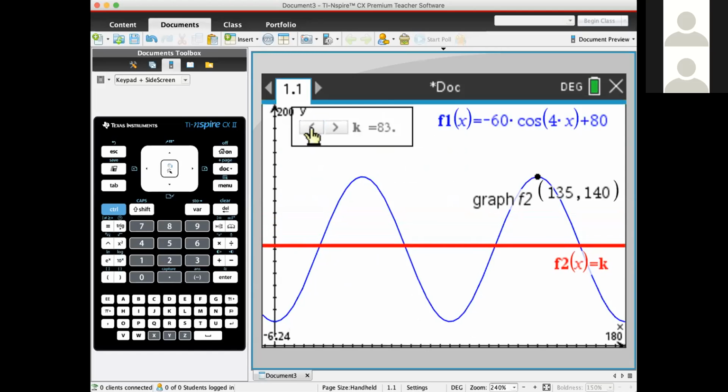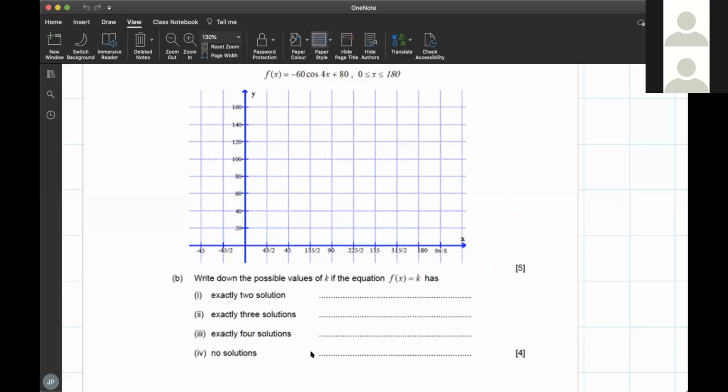And the last part of the question was, I think, one solution or no solutions? No solutions in that domain. In that domain, you'll not have any value of k that has no solution. That means no point of intersection. That's what's asked.